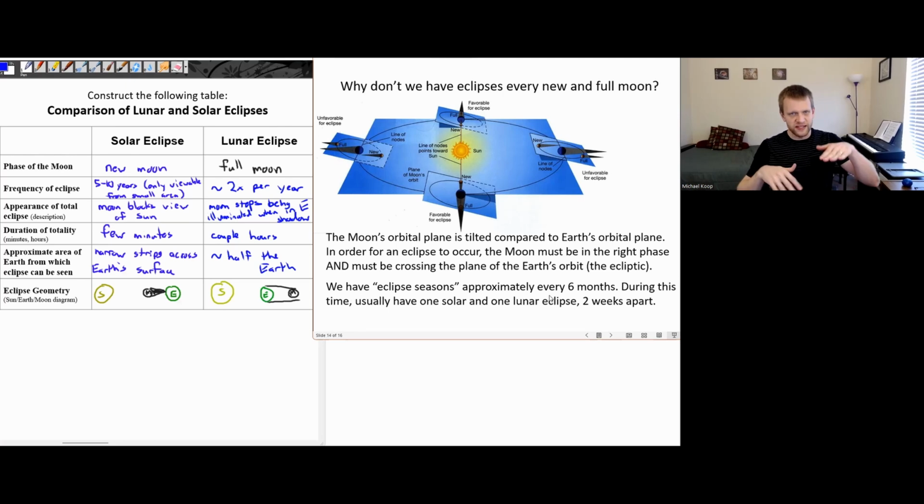So again, we have these eclipse seasons approximately every 6 months apart. It's not quite exactly 6 months apart because the plane that the moon is orbiting in is doing an additional wobble that adds complication. But this is when it's more likely that you're going to get, again, one solar eclipse and one lunar eclipse.